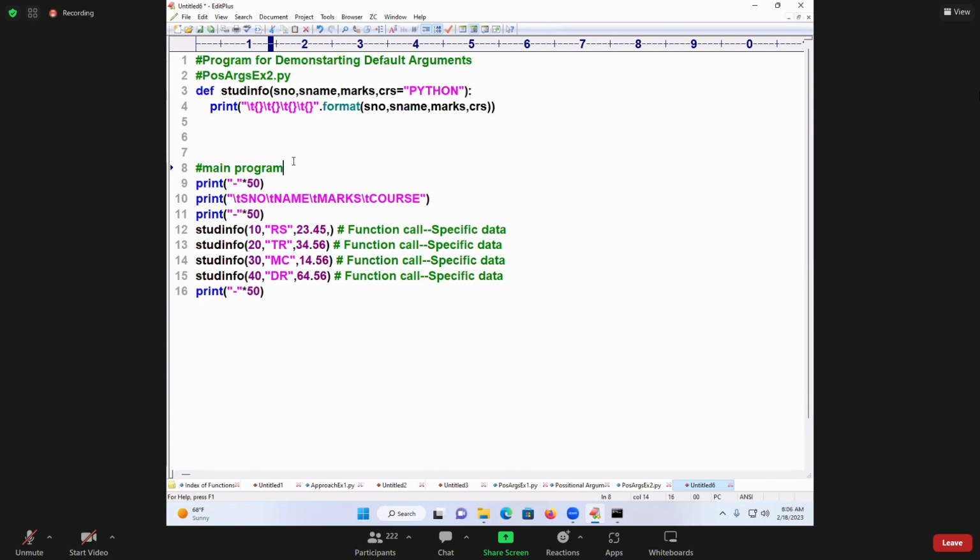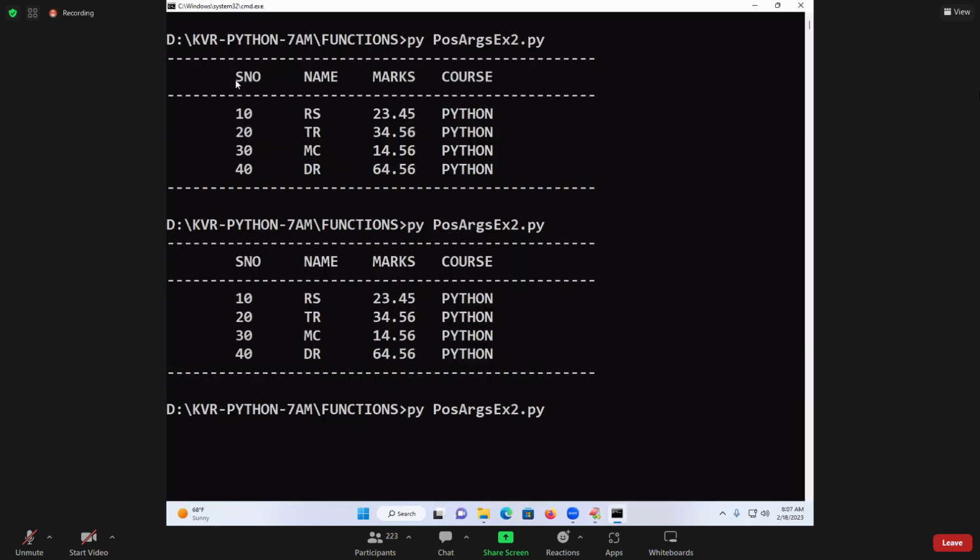What is the mechanism? First preference will be given for what? Positional. If I interchange the order, you will get an error. I'll show you that. Let me go for default arguments example 1.py. There is no tension. First understand. Slowly try to understand. Easy.